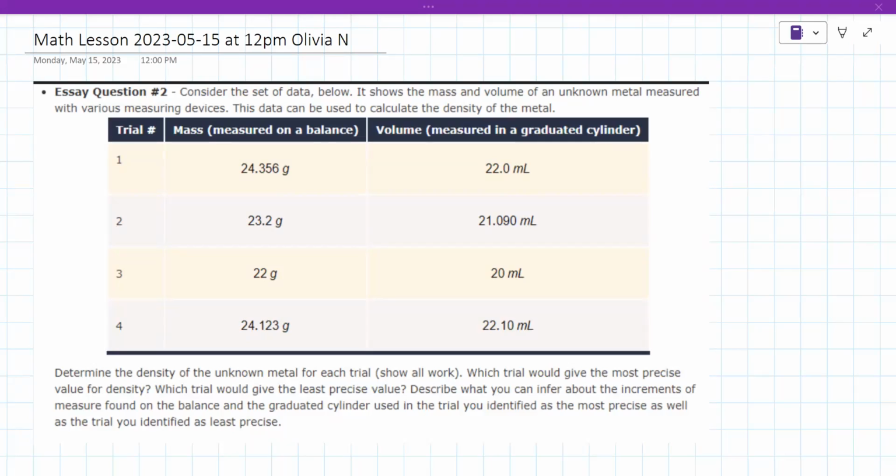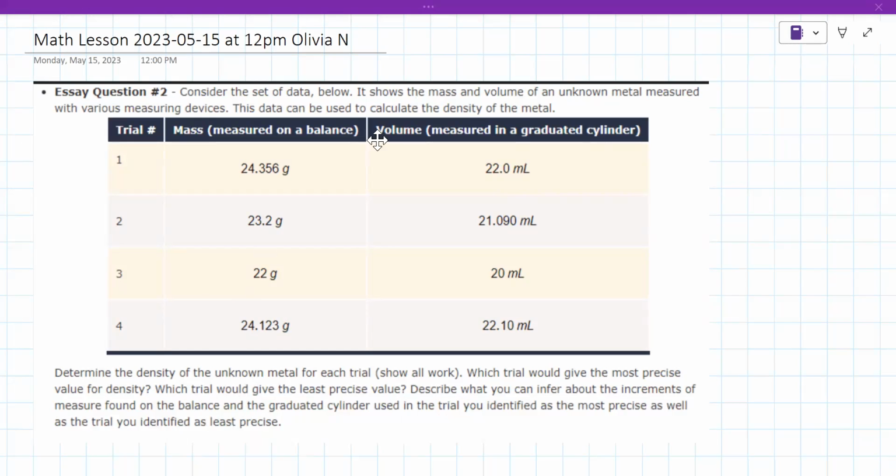Consider the set of data below. It shows the mass and volume of an unknown metal, measured with various devices. This can be used to calculate the density of the metal. It says determine the density of the unknown metal for each trial. Show all work. Which trial would give the most precise value for density? Which trial would give the least precise value? Describe what you can infer about increments of measure found on the balance and in the graduated cylinder used in the trial you identified as the most precise, as well as the one you identified as least precise. Wow, a lot there.